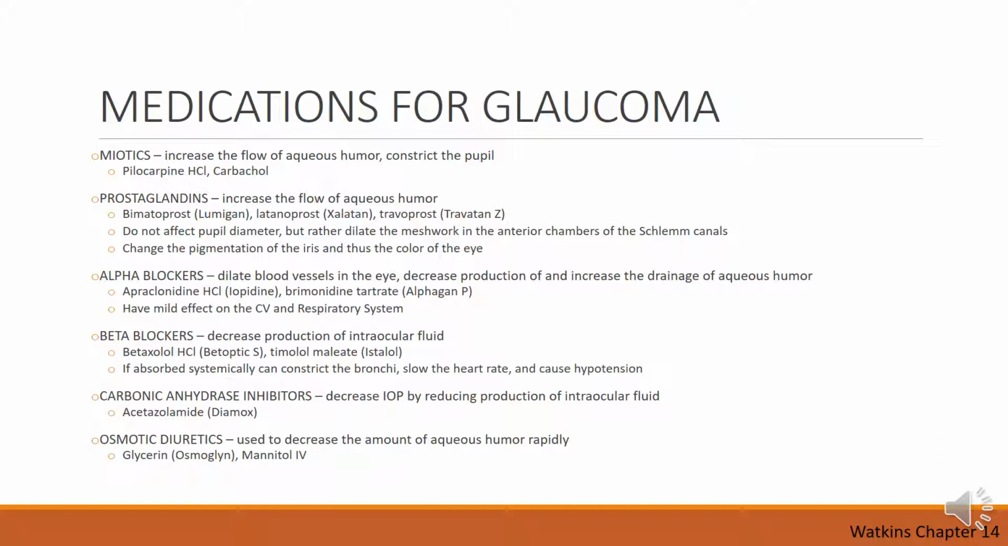And osmotic diuretics, so these are used to decrease the amount of aqueous humor rapidly. Mannitol is probably the one you'll hear most often. You'll also remember this from any kind of increased intracranial pressure. Mannitol is going to be an osmotic diuretic that is given IV to rapidly decrease this amount. This is going to be a medication you're going to often see in those with angle closure glaucoma.